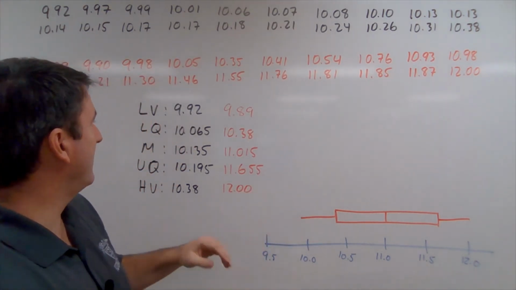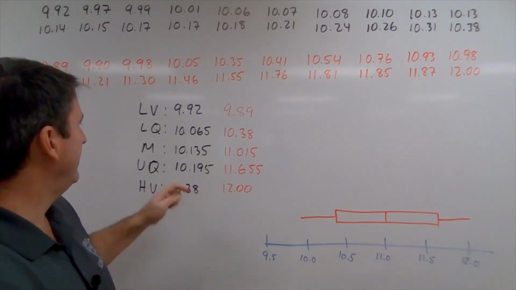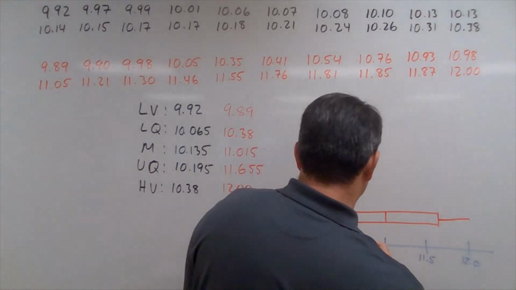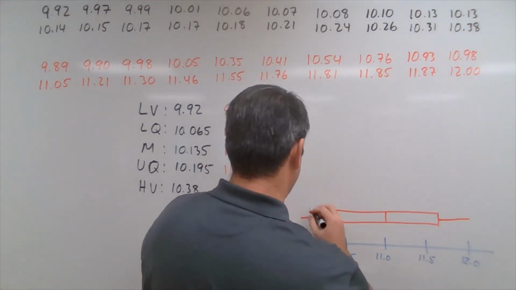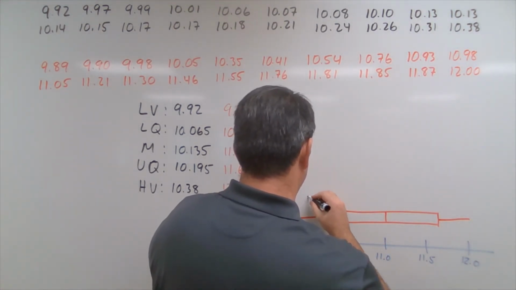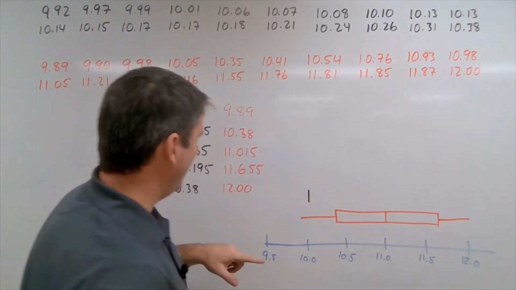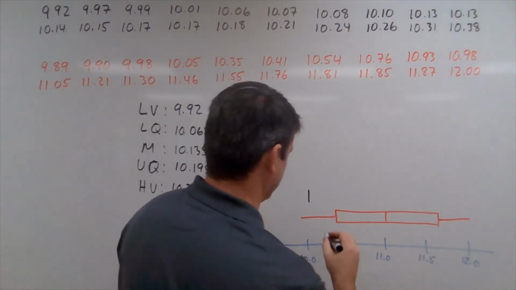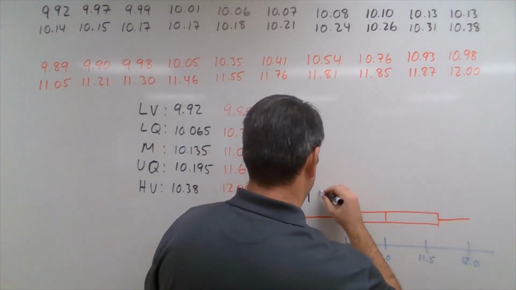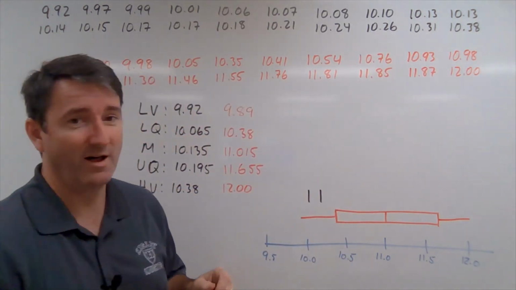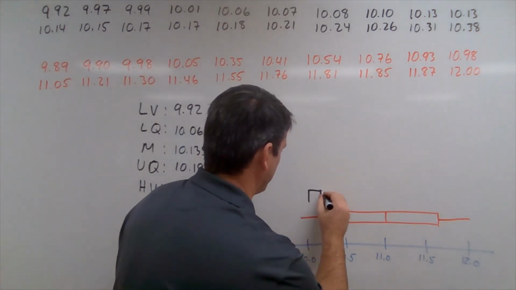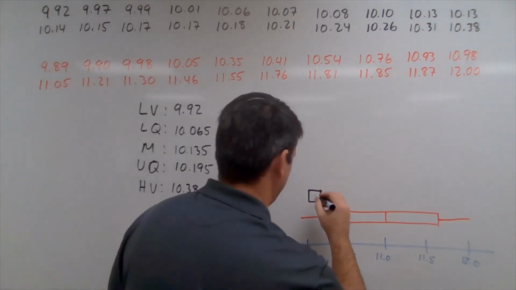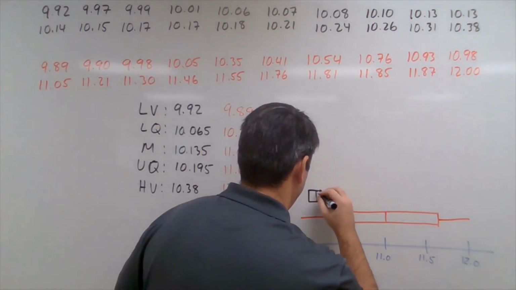Now let's draw the box plot for the black data set. Here, our lower quartile is 10.065. So that's going to be right about there. And then 10.195 is the upper quartile. So this is going to be a much smaller box here. And then our median is at 10.135. So maybe right about there for our median.